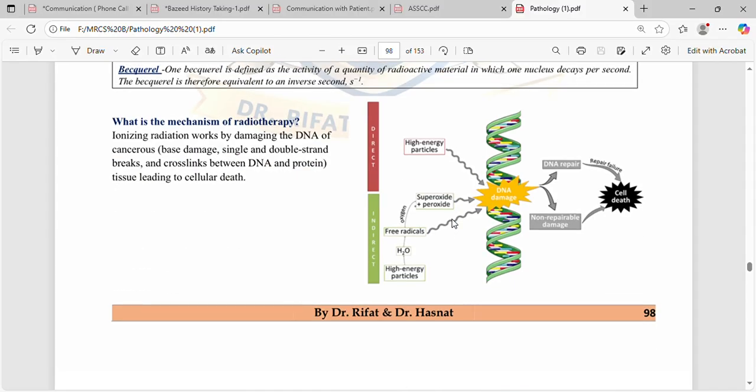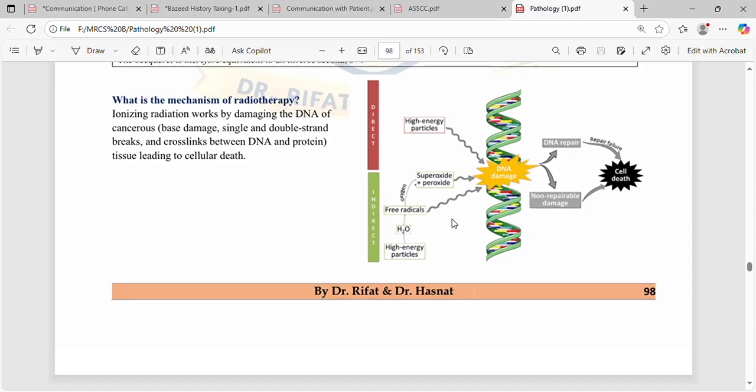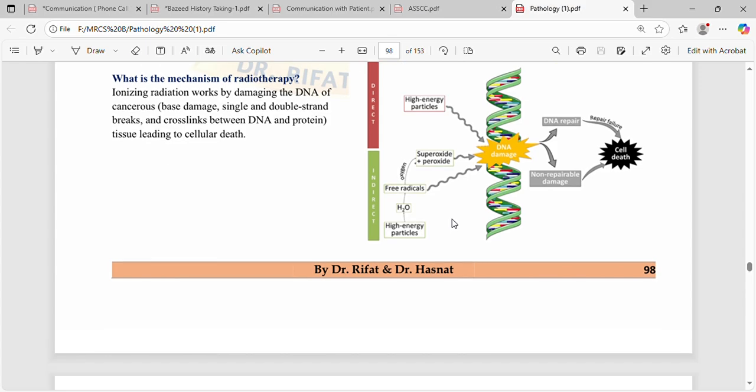What is the mechanism of radiotherapy? Ionizing radiation works by damaging the DNA of cancer cells: base damage of the DNA, single and double strand breaks, and cross-links between DNA and proteins, leading to cellular death. So we all know that DNA is composed of bases, ribose or deoxyribose sugar, and histone proteins. So this is a complete combination, and what they do is break the different types of bonds.